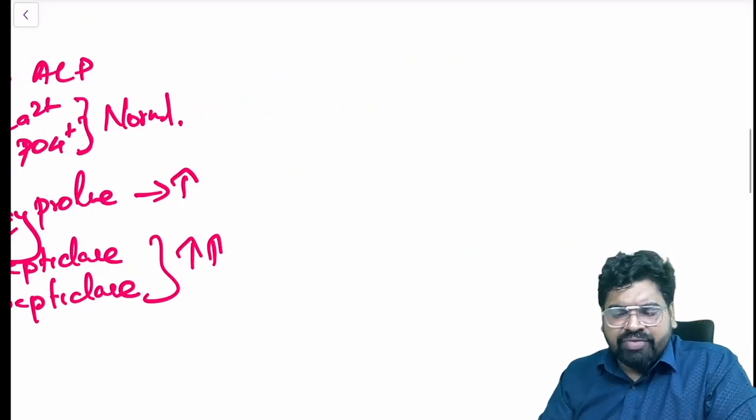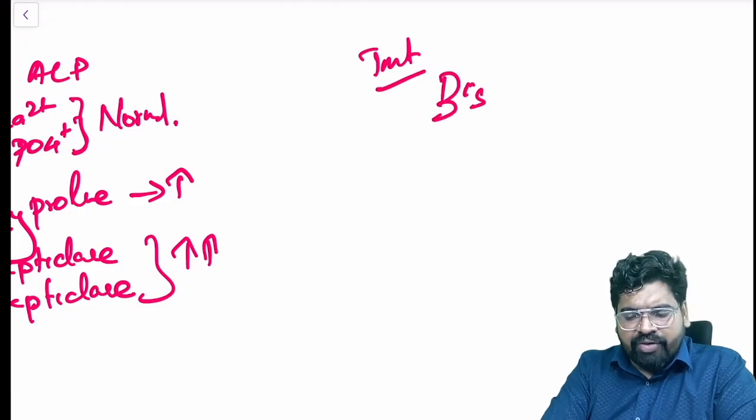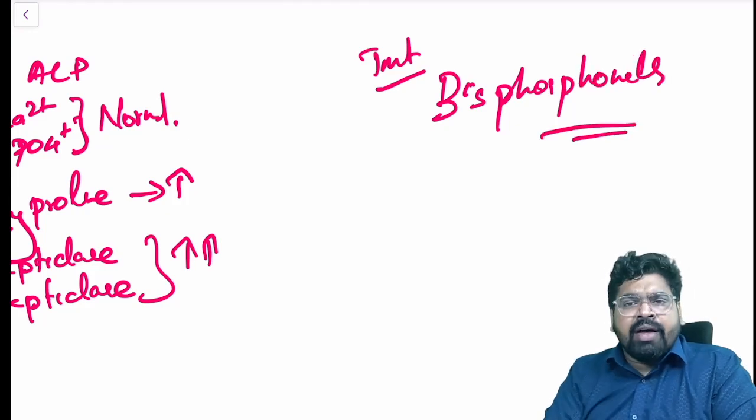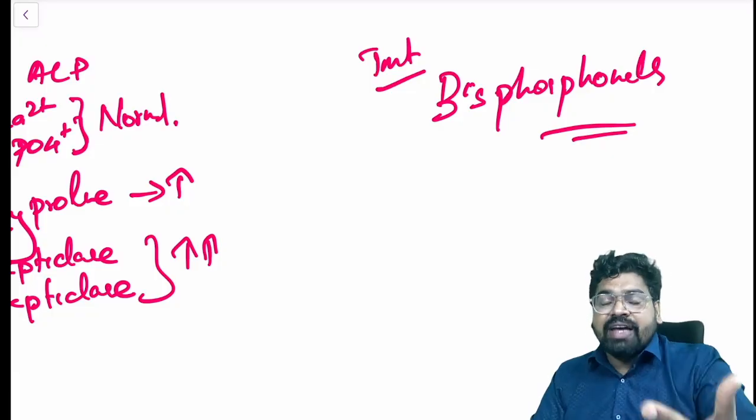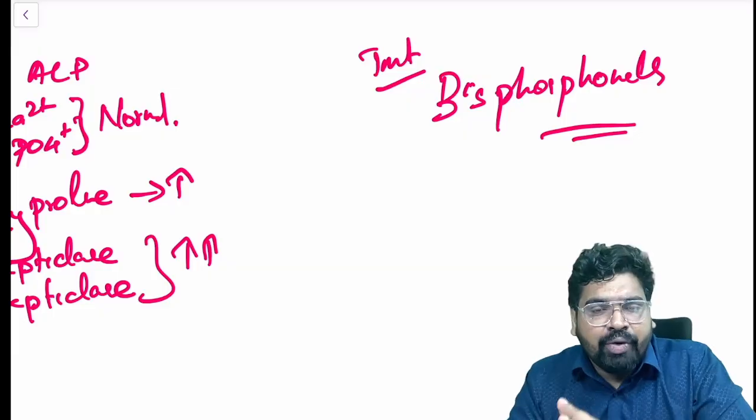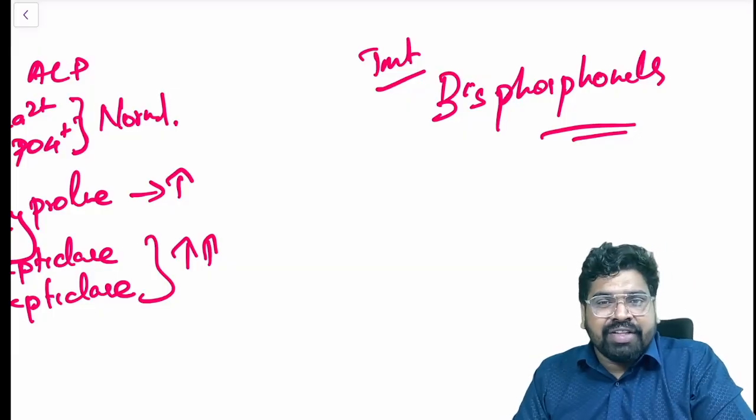And what about the treatment? The treatment is bisphosphonate therapy. Here also you don't give radiation because there is a high chance of formation of osteosarcoma. So this is about Paget's disease. I hope it is clear to you. See you in the next video with a new topic.